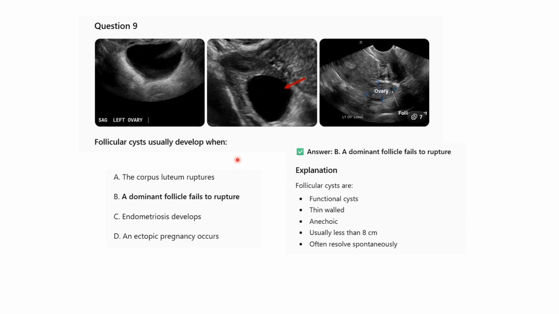So the explanation: follicular cysts are functional cysts, thin-walled, anechoic, usually less than 8 centimeters, and often resolve spontaneously. So this is a characteristic follicular cyst due to a dominant follicle that fails to rupture, and they are functional cysts. They are thin-walled, anechoic, so they are benign and they normally resolve spontaneously on their own.